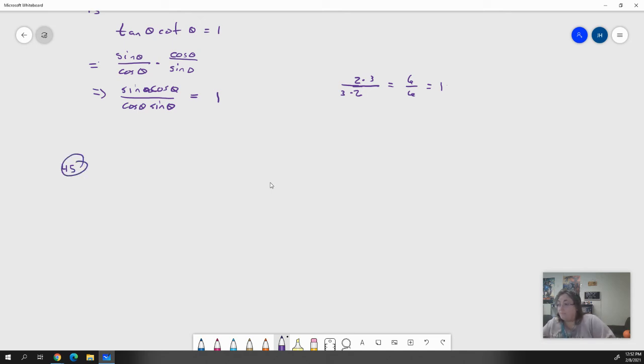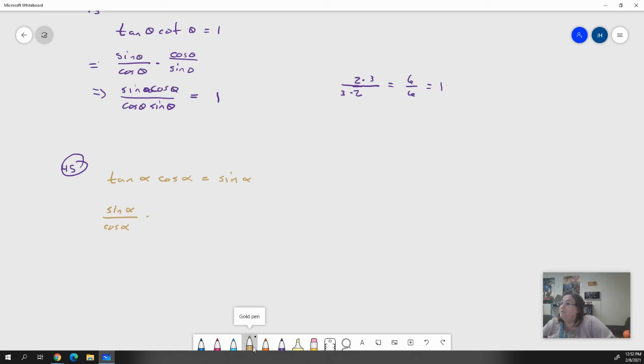45 gives us tangent of alpha times cosine alpha equals sine alpha. And we need to prove that. We need to show how we get from here over to here. So what do we know about tangent? We showed up above that tangent is sine of theta over cosine of theta, or sine of alpha in this case over cosine of alpha.